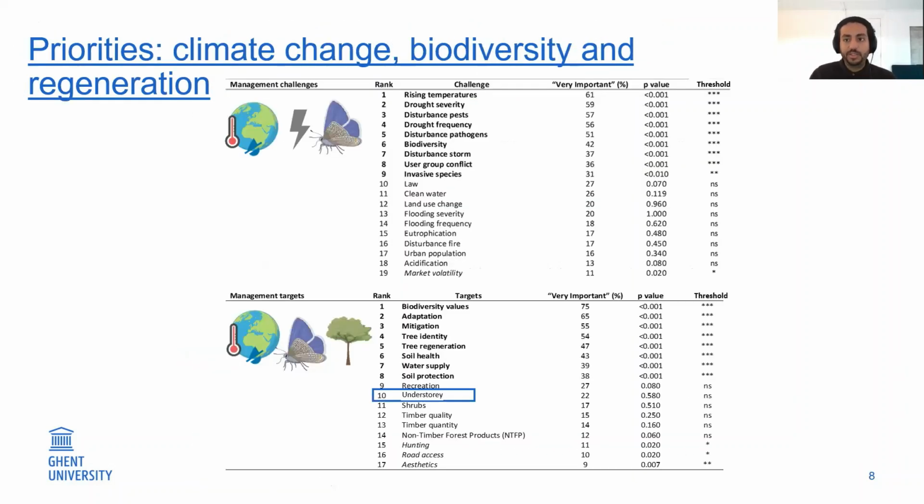And when we look at the priorities, so the results of our study, we see that the management challenges, mainly climate change, biodiversity, and regeneration, are really popping up as very important topics to consider in the future. So rising temperatures, droughts, disturbances, those things are high up on the challenge list. And on the target list, we see biodiversity values, adaptation, mitigation, tree identity, and regeneration. These are the top 5. And then when we look at the highlighted item, the understory is rather inconspicuously in this list as well. So it was not identifiable as very important.